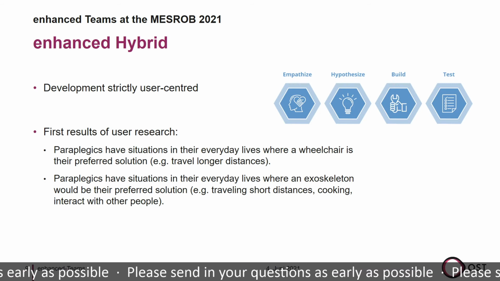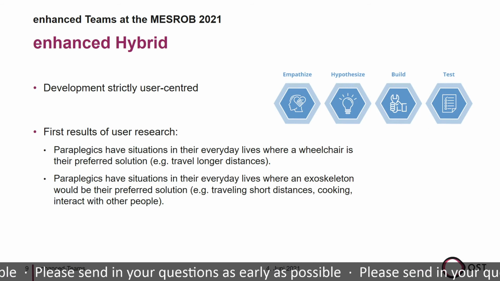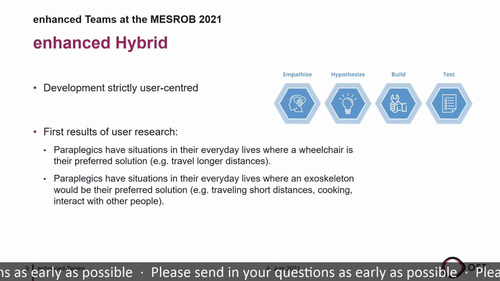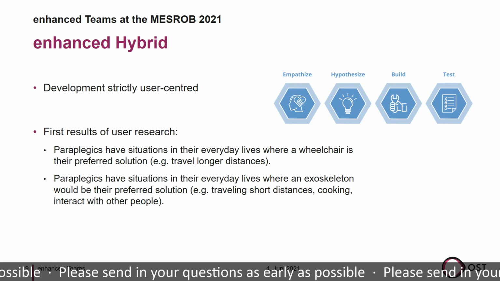And the first results of this type of user research we got so far is that paraplegics like their wheelchairs in Switzerland. The wheelchair is in many situations their preferred solution, especially when it comes to traveling longer distances. They're even quicker than pedestrians and they are able to place some objects on their laps so they can transport stuff as well. But we also learned that in some situations paraplegics would prefer an exoskeleton.